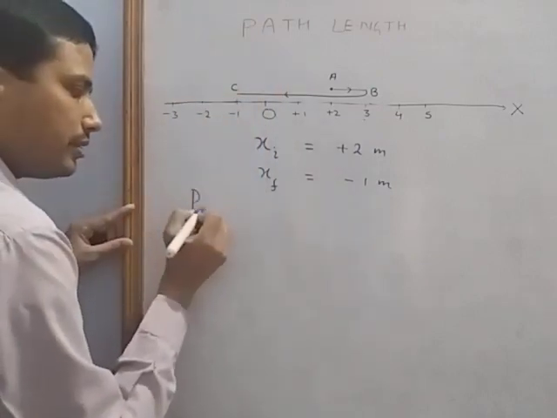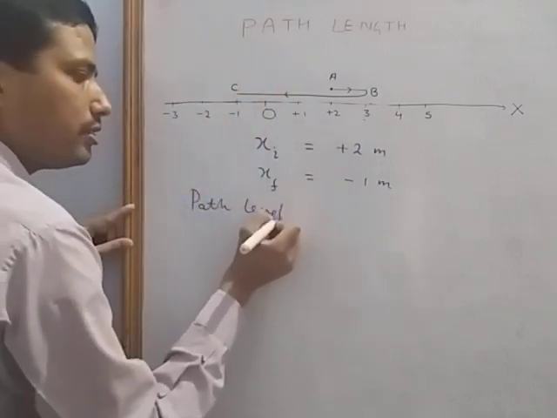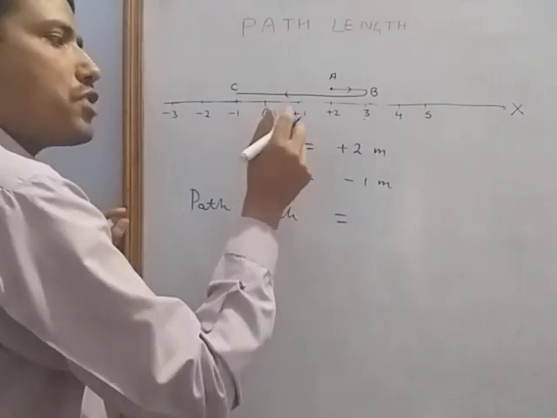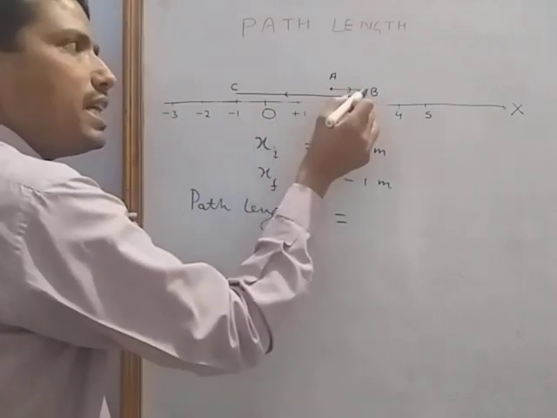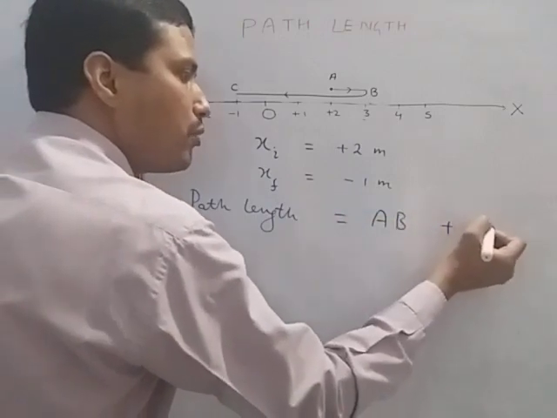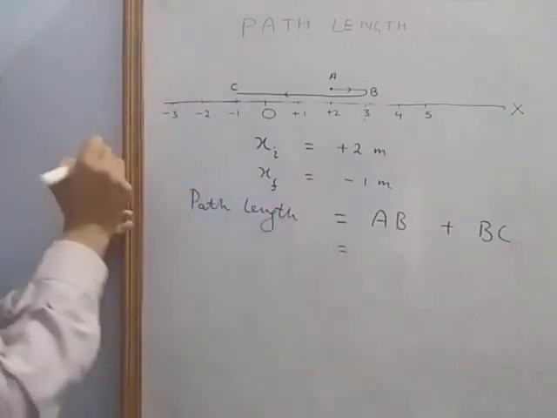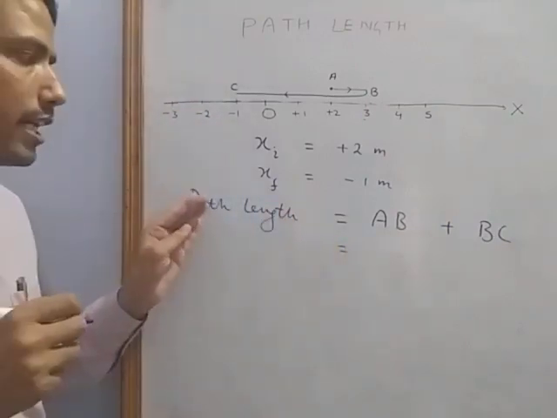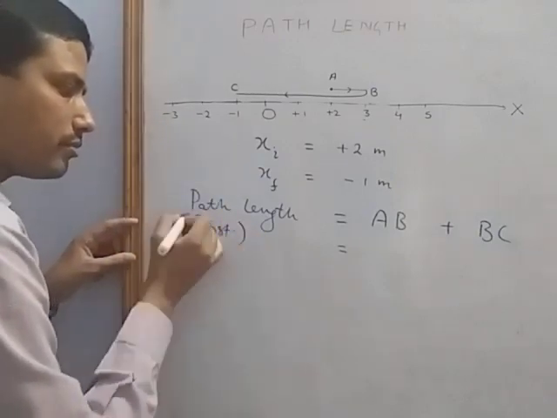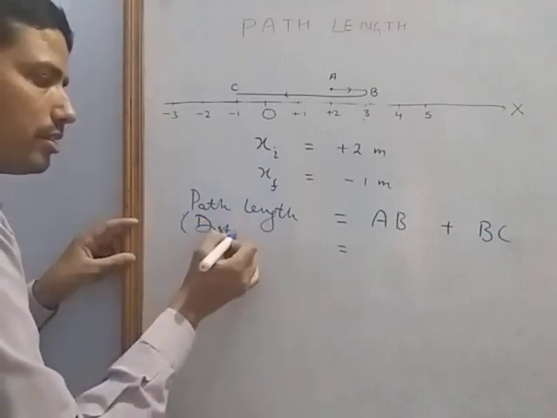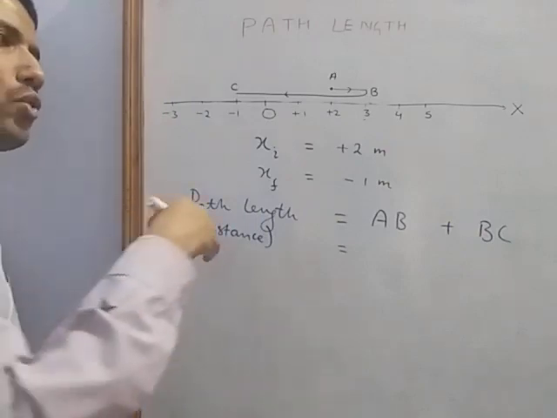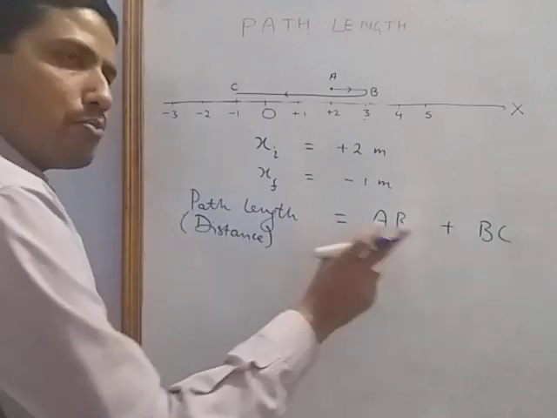Path length is equal to the length of the path which is traversed by the body. The body moves from A to B and then back from B to C. So it should be the distance from A to B plus the distance from B to C. Now how much is AB? Before I discuss that, let me tell you, path length can also be written as distance. It has nothing to do with direction. Whether you go to the left or to the right, it has to be assigned a positive value.